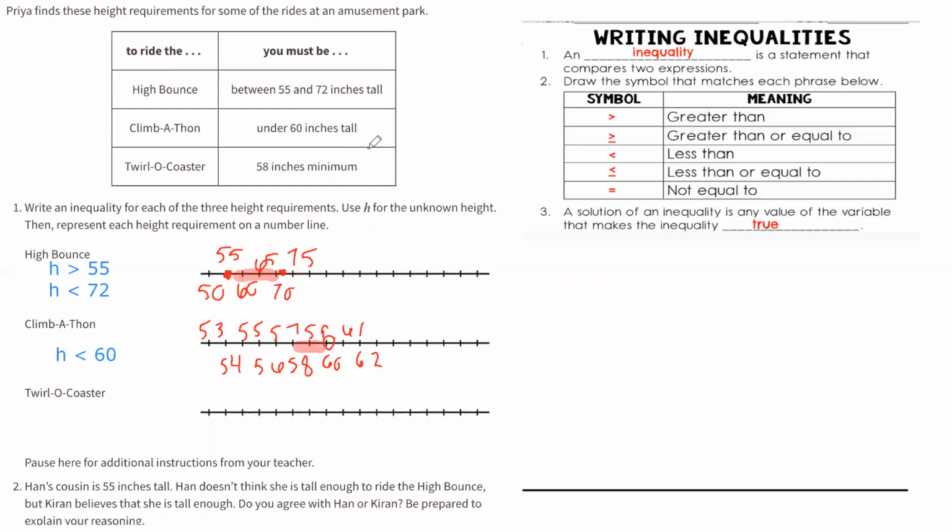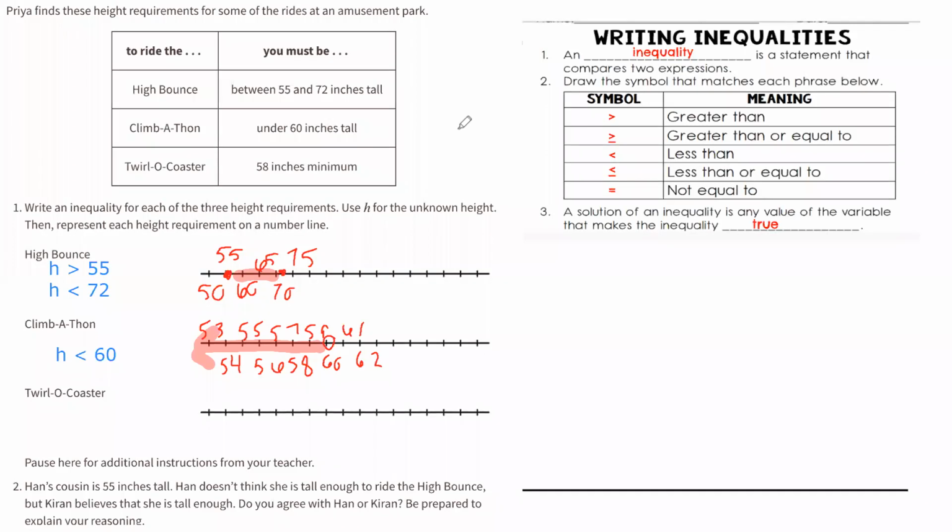So I will draw my line going to the left and put an arrow at the end to show that it keeps going. That number line extended to the left, all of those numbers less than 53 that keep on going, are also solutions. So you can ride Climb-a-thon if you are 40 inches tall, because that's less than 60.